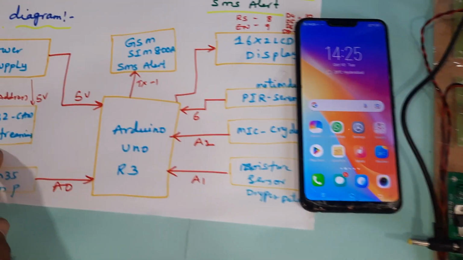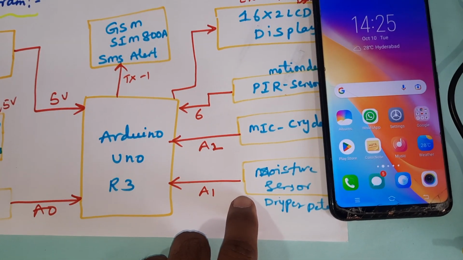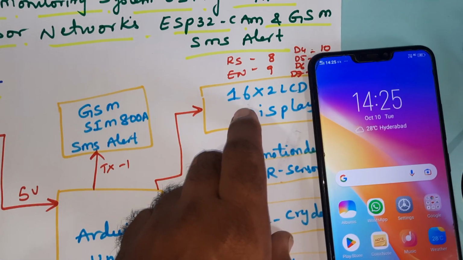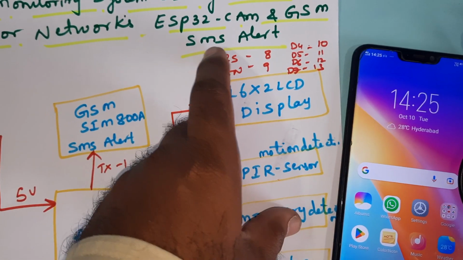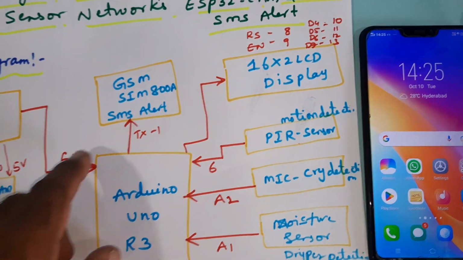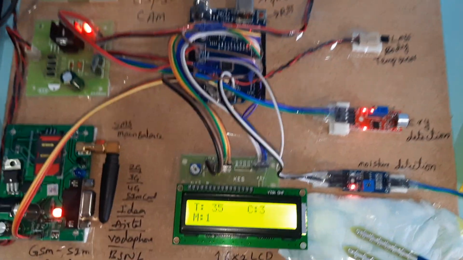So the 5 volts power supply, LM35 A0, moisture sensor A1, cry detection A2, PIR sensor 6th pin, 16 cross 2 LCD display. It is connected with RS, enable, D4, D5, D6, D7, 8, 9, 10, 11, 12, 13, GSM TX1.